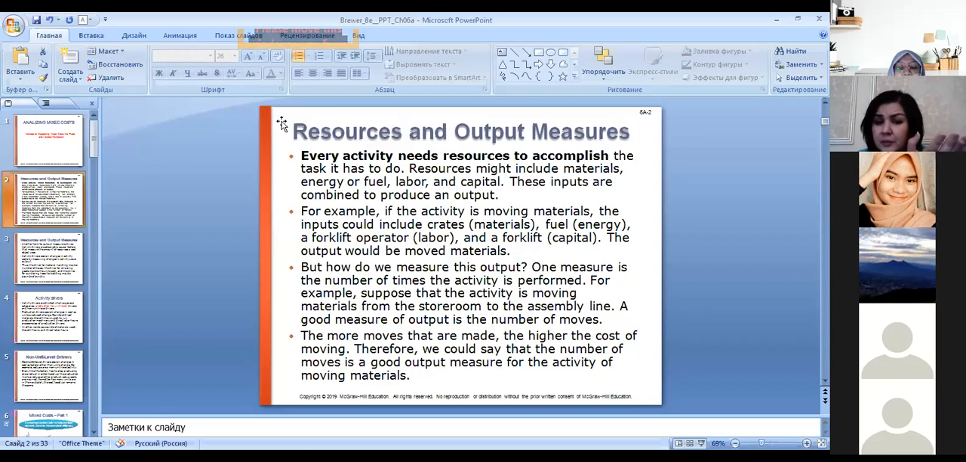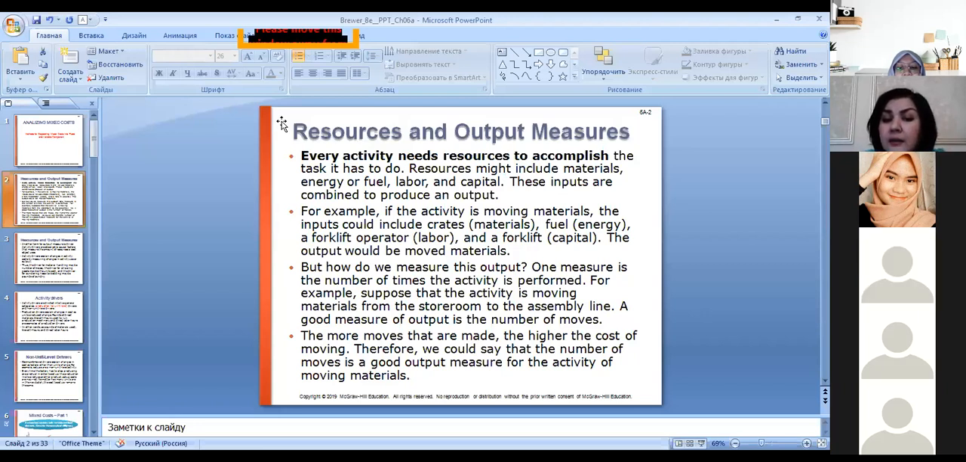Moved materials. So we have inputs going into the production process, and we have what? Finished goods as an output of the production process.